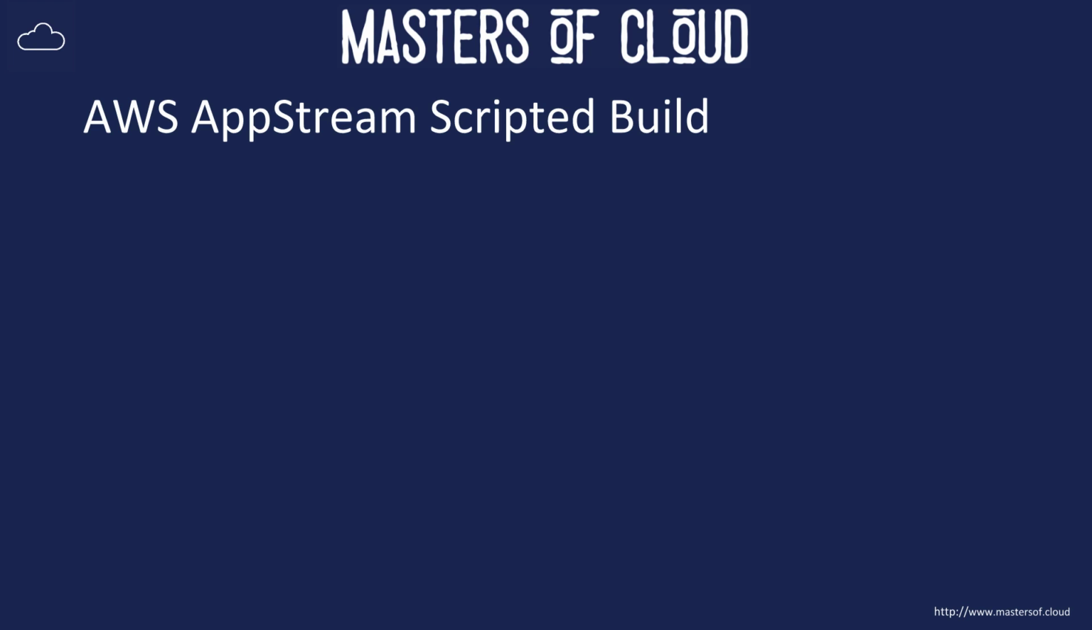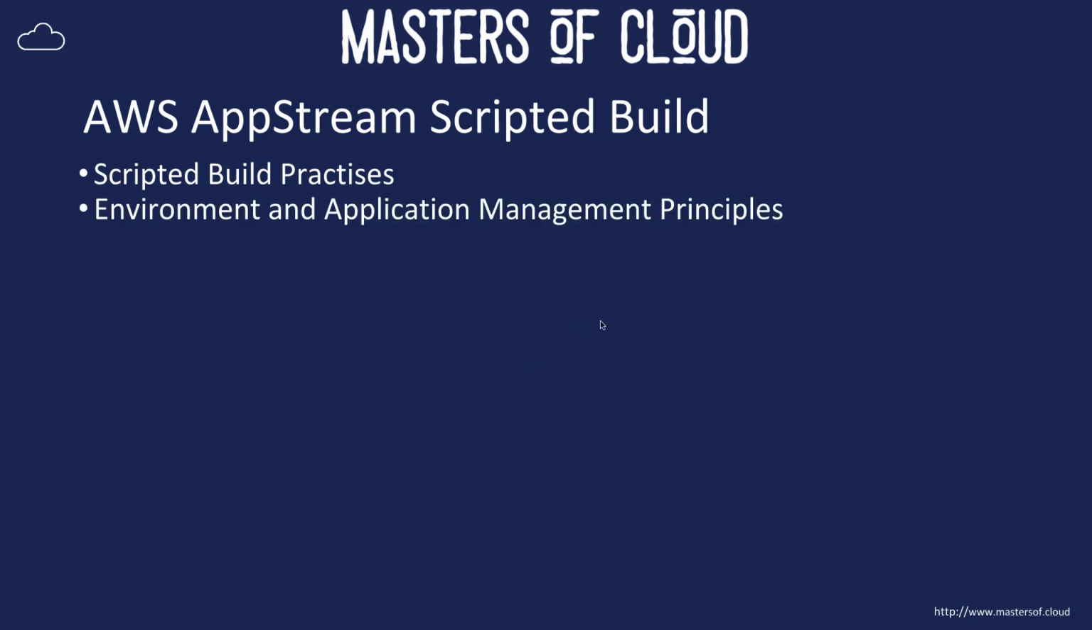In this video now, we're finally going to walk through the steps to configure a scripted build for our AWS AppStream images. As part of this video, we're going to step through a couple of things. We're going to talk about scripted build practices. We're going to talk about the Windows environment management and the application management principles, and how we go about managing things like user settings, application installations, that sort of stuff.